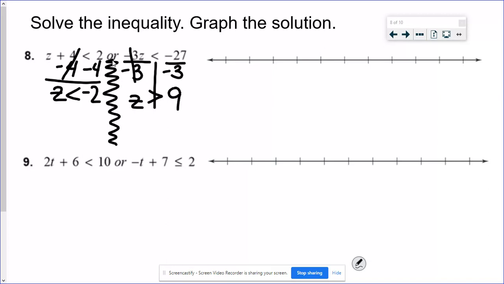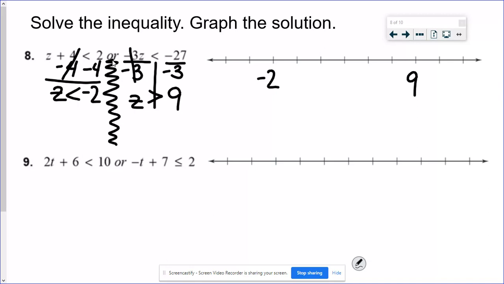When we're graphing these problems with the or in between, we should have one inequality that's less than and one inequality that's greater than. So that's something you should be looking for before you actually graph them. Again, I don't necessarily need to count where all these numbers are. I'm just going to say -2 is right here and +9 is there.